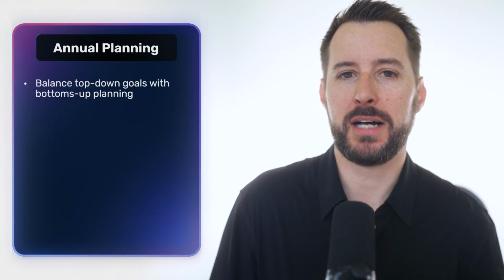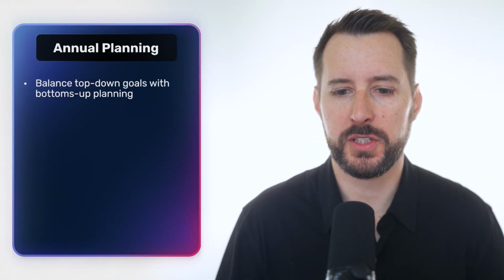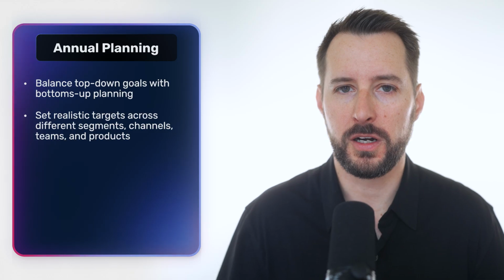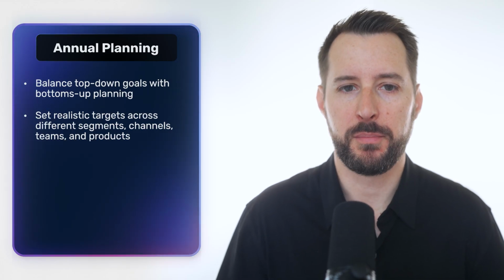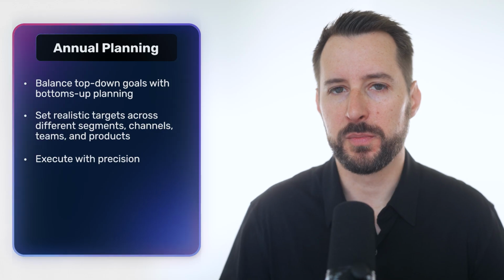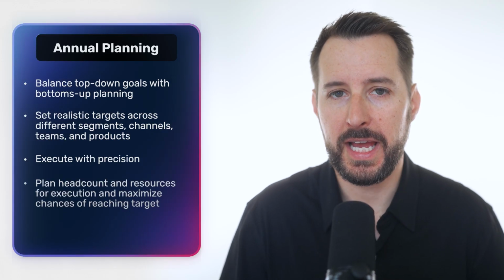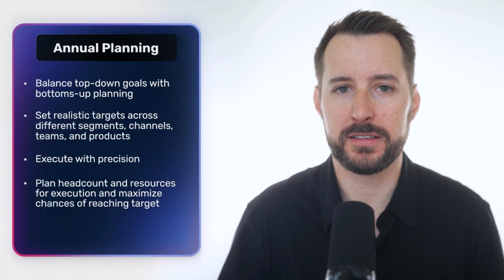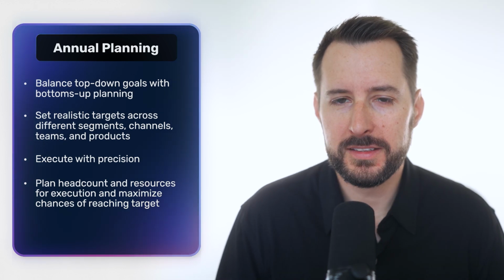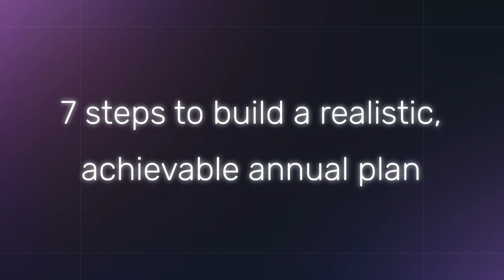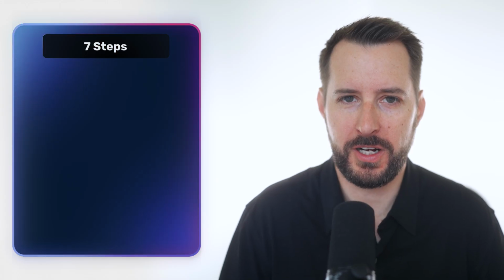We're going to share how to balance top-down goals with bottoms-up planning, how to set realistic targets across different segments, channels, teams, and products, and how to execute with precision. We'll also share how to plan headcount and resources so that you can execute this plan and maximize your chances of reaching target. In this annual planning framework, we're going to share 7 steps to build a realistic, achievable annual plan and to execute that plan throughout the year.